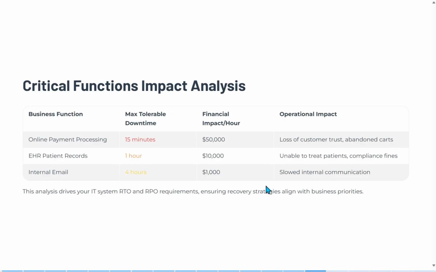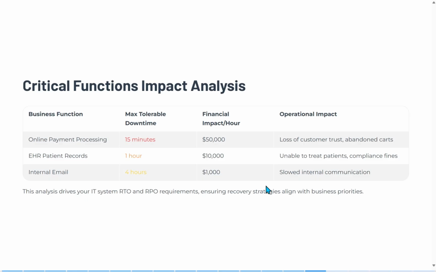Critical function impact analysis. We have the business function here, which is the online processing payment. The second one here is the EHR, which is electronic health record for patient record. The third one here is the internal email. So let's analyze this.